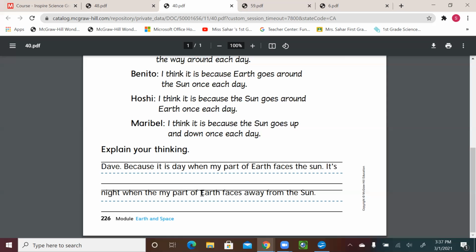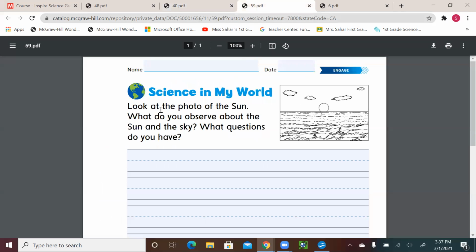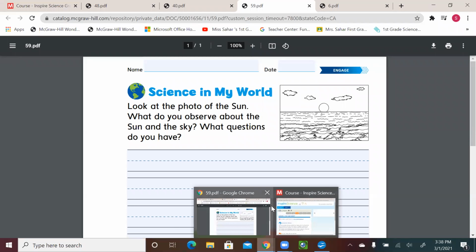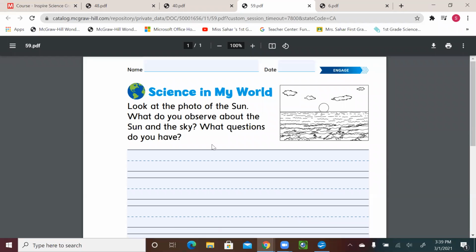Okay, so when the part of Earth we're living in faces the sun, that's when we have day. And when we are away from the sun, that's when we have the night. All right. Okay, let's go. Page 227. Look at the photo of the sun. What do you observe about the sun and the sky? What question do you have? All right, so let's watch the video that helps us understand why we have days and nights, and will also help us to get a question for this picture.